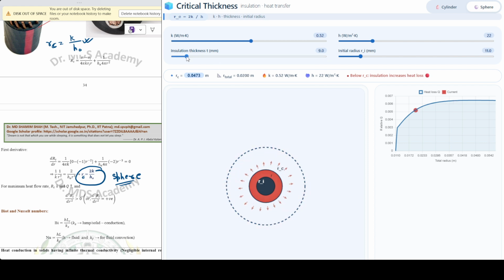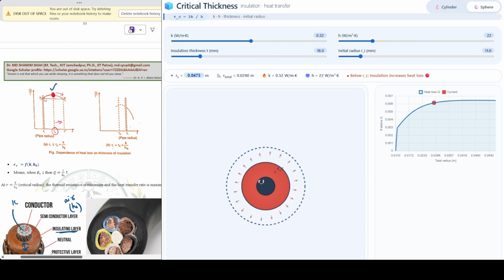What is happening if I increase the thickness over the bare rod? What is happening in the graph? The heat loss is increasing, which we had seen here. Again increase the insulation radius, the heat loss is increasing. Up to where will it increase? Up to 0.047 on the horizontal x-axis, somewhere here. After that the heat loss will decrease.